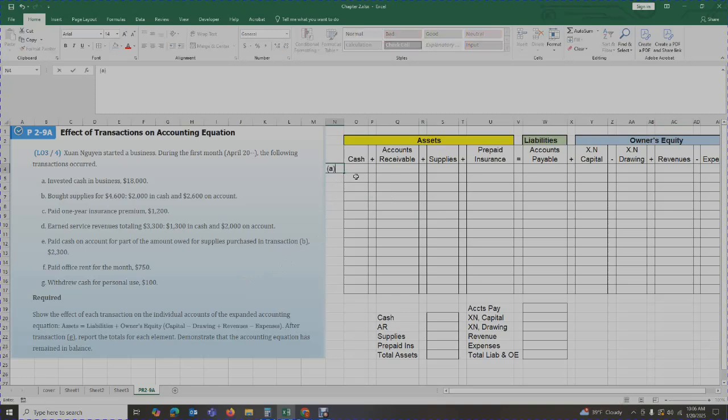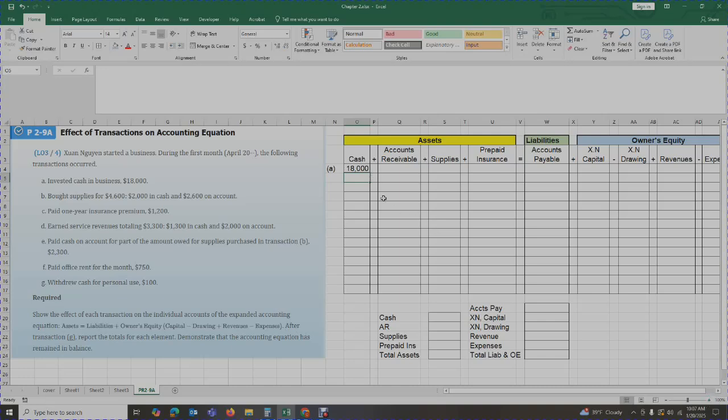I'm going to label them here. We invested cash in the business, $18,000. So the business owner, Swan, just put into the business $18,000. So what is that doing to my accounting equation? Well, what did we receive from Swan? He put cash into the business of $18,000. So that means I've got $18,000 in cash that I have received. So my cash is increasing by $18,000.